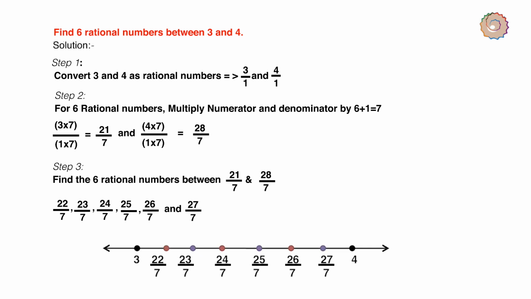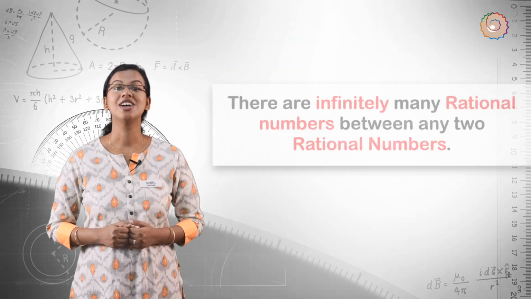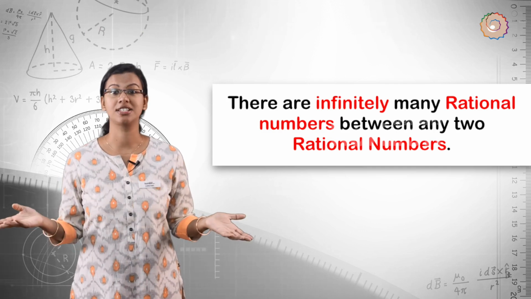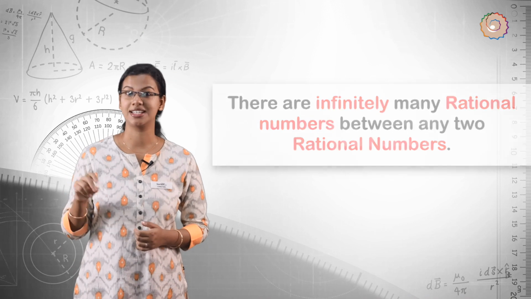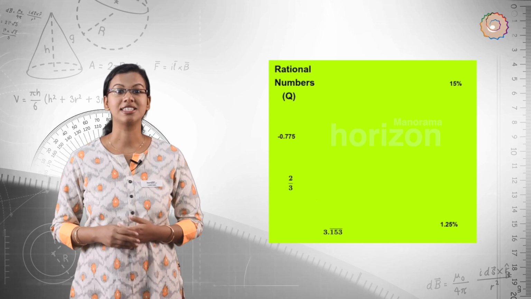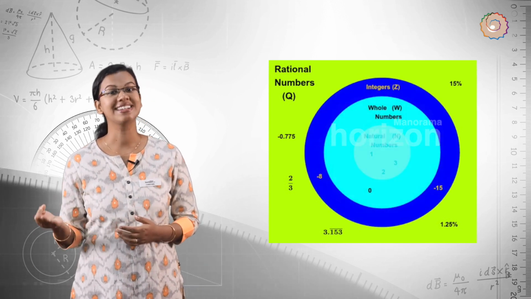You can see that 23 by 7 is between 22 by 7 and 24 by 7. Here we notice that we have found a rational number between two rational numbers. So by using the same methods, we can find as many rational numbers as we like between any two rational numbers. So generally, we can say that there are infinitely many rational numbers between any two rational numbers. Also, we can conclude that rational numbers consist of integers, whole numbers and natural numbers.